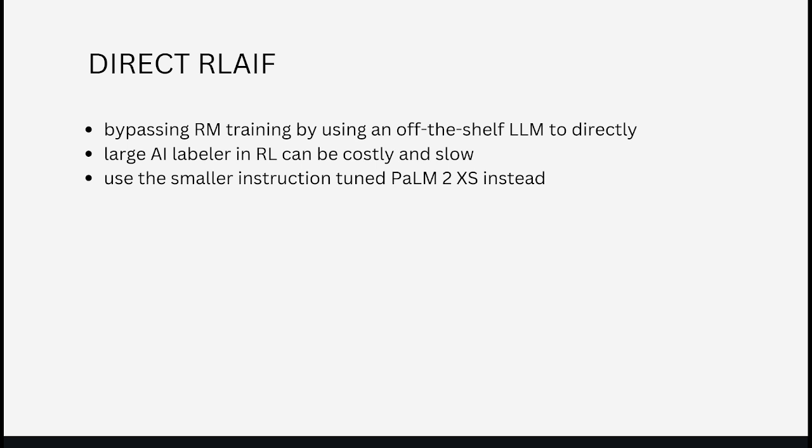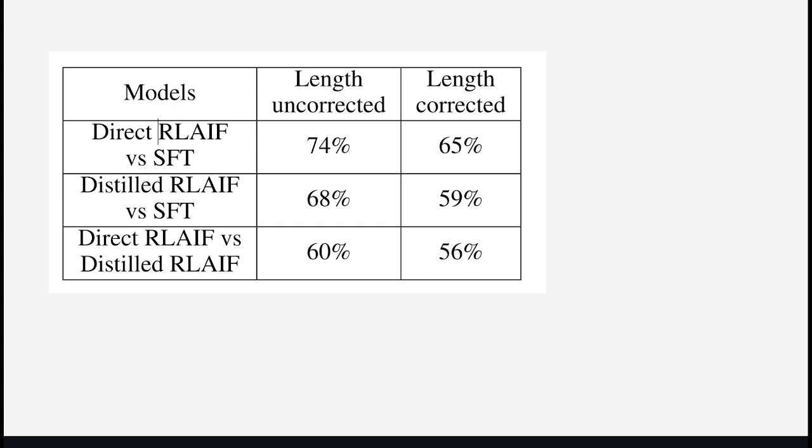If you think the larger model is too expensive, maybe you can use a smaller off-the-shelf large language model to increase speed, or maybe we can scale up to increase speed. So this is called direct RLAIF. Similar thing, but they don't have to train the reward model. They are using the labeling process to give a reward directly.